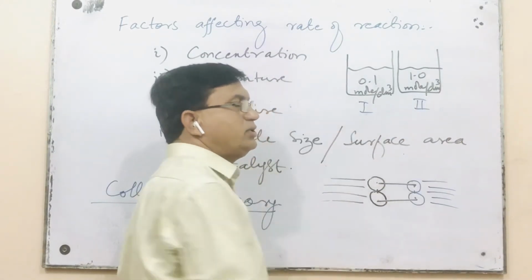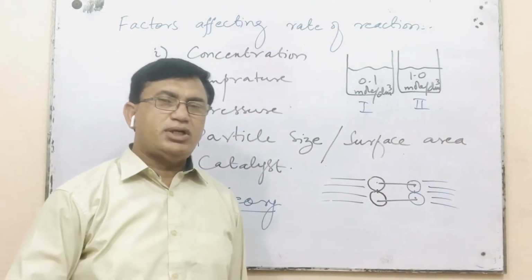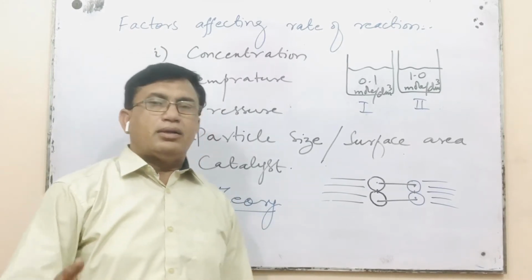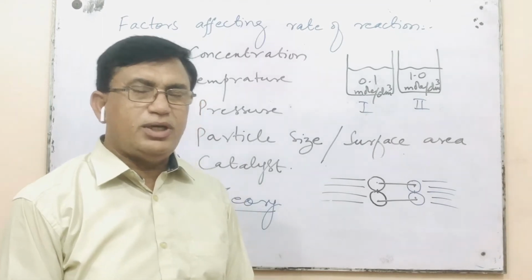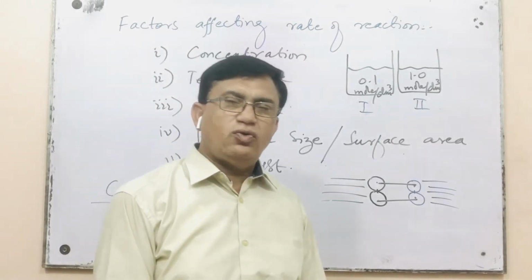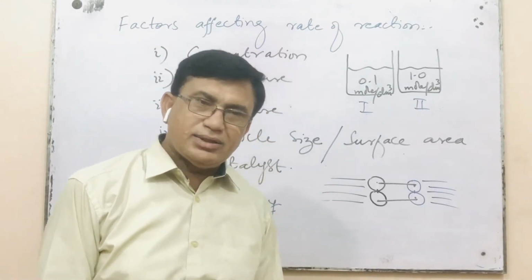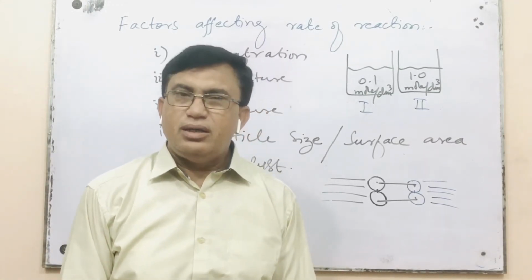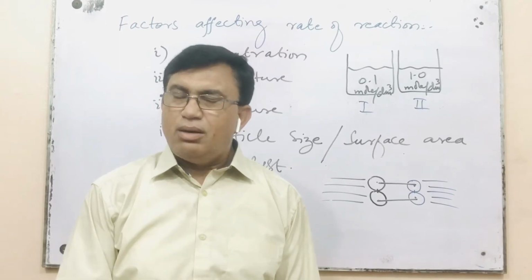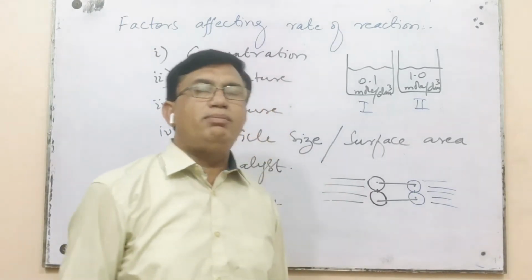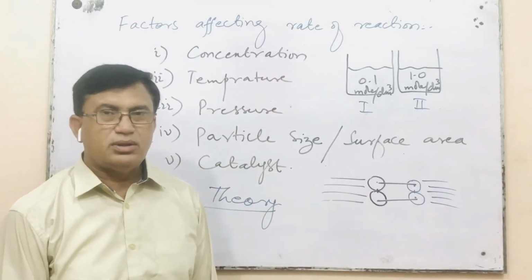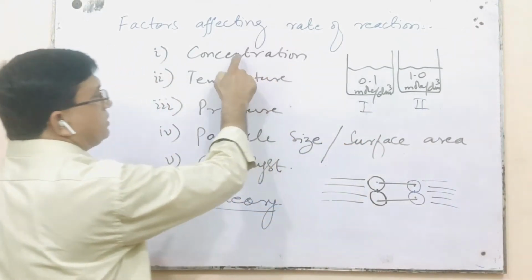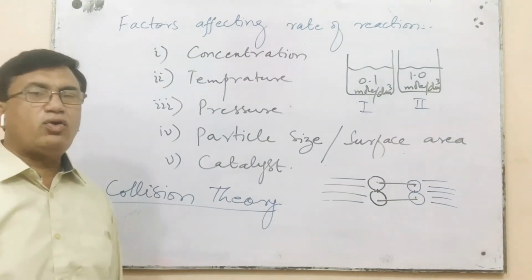But in the case of the first solution, as the concentration is less, the number of particles is less, so a lesser number of collisions will take place. In other words, the frequency of collision will be very low, due to which lesser energy will be produced, and automatically a lesser amount of reactant molecules will be transformed into products. This is the effect of concentration.